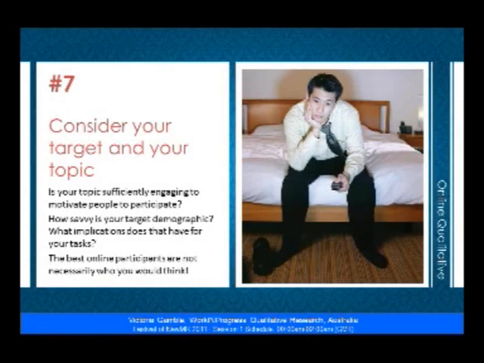And the last thing is you really need to consider your topic and your target. This goes back to one of my very first points about, you know, don't recommend online qual for online qual's sake, but really think about whether it is the right approach for your topic and your target. So is the topic engaging enough to motivate people to participate? Trying to engage someone for a week-long bulletin board on a topic that they have very little interest in, or they're not going to get anything out of, is going to be very hard, and you're going to have to pay quite a large incentive.